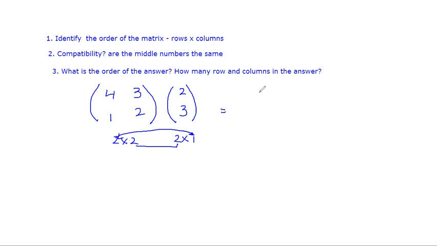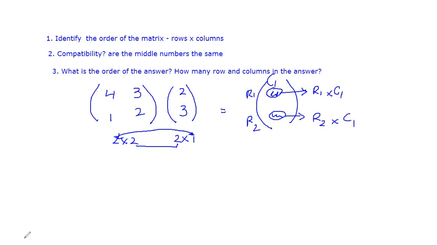So what that means is that when I multiply these two, the answer that I should get should be a matrix that just has a value here and a value here, right? 2 rows by 1 column, right? Whatever these values are here, that's what I should get. Now, once I do that, it helps me to work out how am I going to get those values. I need to multiply row 1 by column 1 to get this value. I need to multiply row 2 by column 1 to get this value.